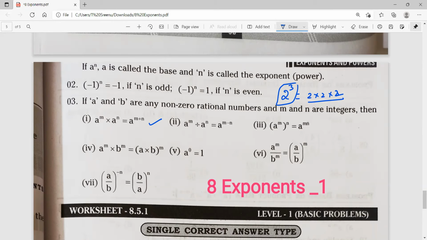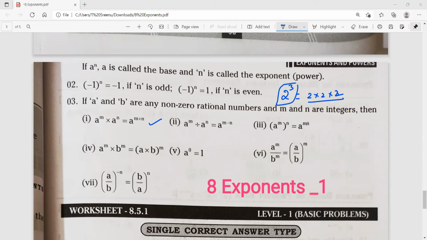Can I just write these formulas on the notebook? Avinash, please write these formulas on the notebook. Yes, sir. Completed, sir. Right. These are not new for you. We learned them in 7th class.